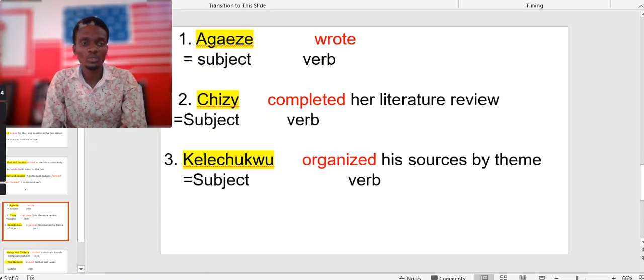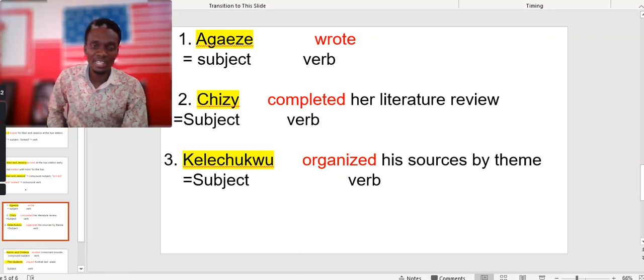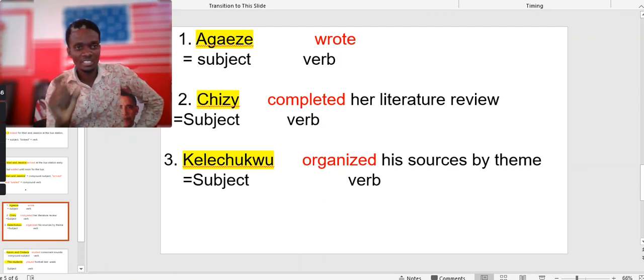Ayeze wrote. This is a short sentence. Ayeze wrote. This is also a good example of an intransitive verb. Now, Ayeze wrote. Ayeze is your subject, while wrote is your verb.